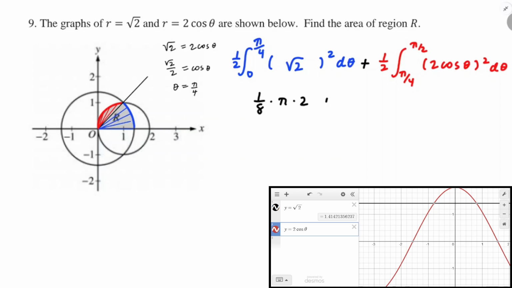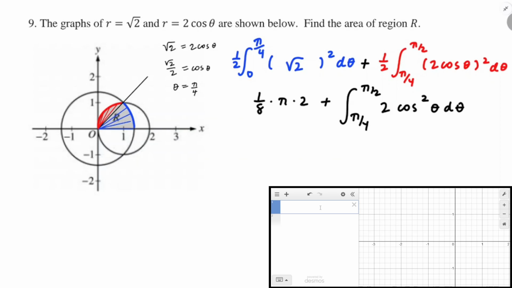Plus, and then when I square 2 cosine theta, I'm going to get 4 cosine squared theta, but I'm going to divide by 2, so that's going to be the integral from pi over 4 to pi over 2 of 2 cosine squared theta d theta. So pi over 4 plus the integral from pi over 4 to pi over 2 of 2 cosine squared theta d theta. That's 1.071. It looks like that makes sense.